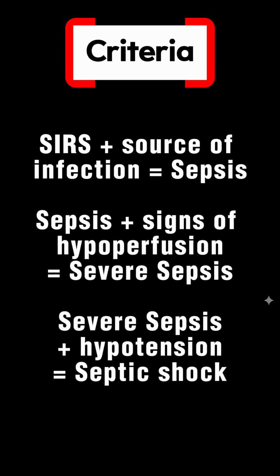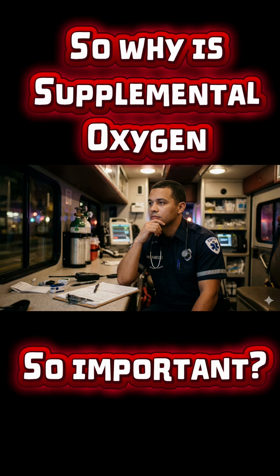Once we've established that SIRS criteria is present, we need to look for a source of suspected infection. If we find a source of infection, that plus SIRS criteria is enough to call this sepsis. If we have sepsis and signs of hypoperfusion, so delayed cap refill, altered level of consciousness, we can then call that severe sepsis. To escalate one step further, if we have severe sepsis plus hypotension, then we call that septic shock.